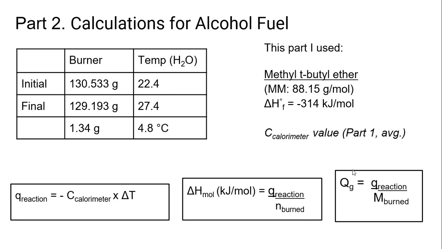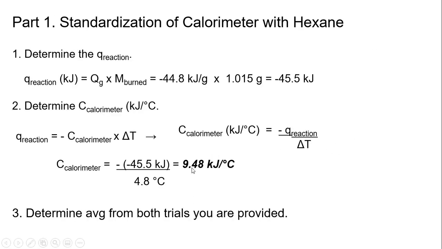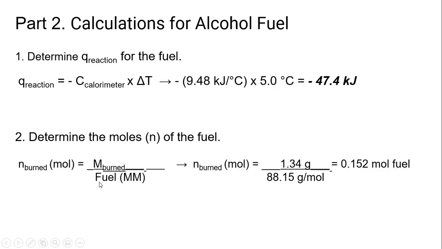Okay, so now we're on part 2. I was given the fuel methyl t-butyl ether. You're going to have to look up your own molecular mass. They do not give that to you, but they give this part here. I also was given information, so this is my information and any of the equations that you're going to need. You're also going to need your value from part 1, which is right here. Okay, so let's get started.